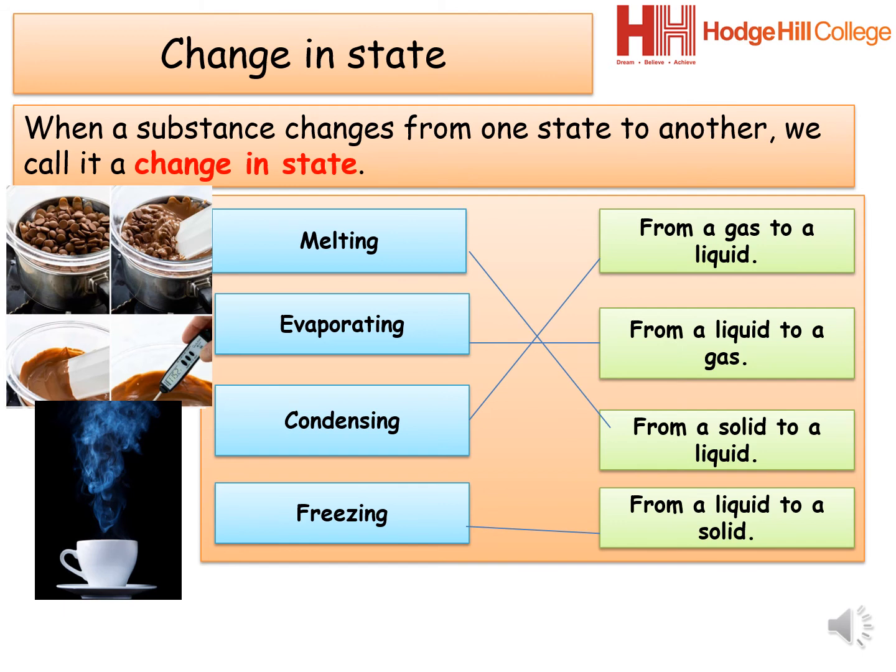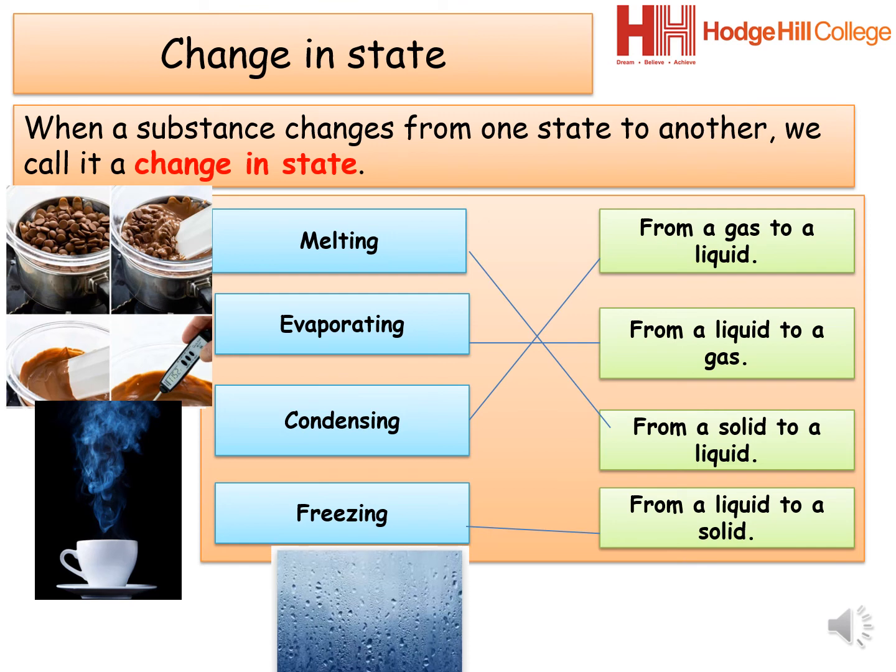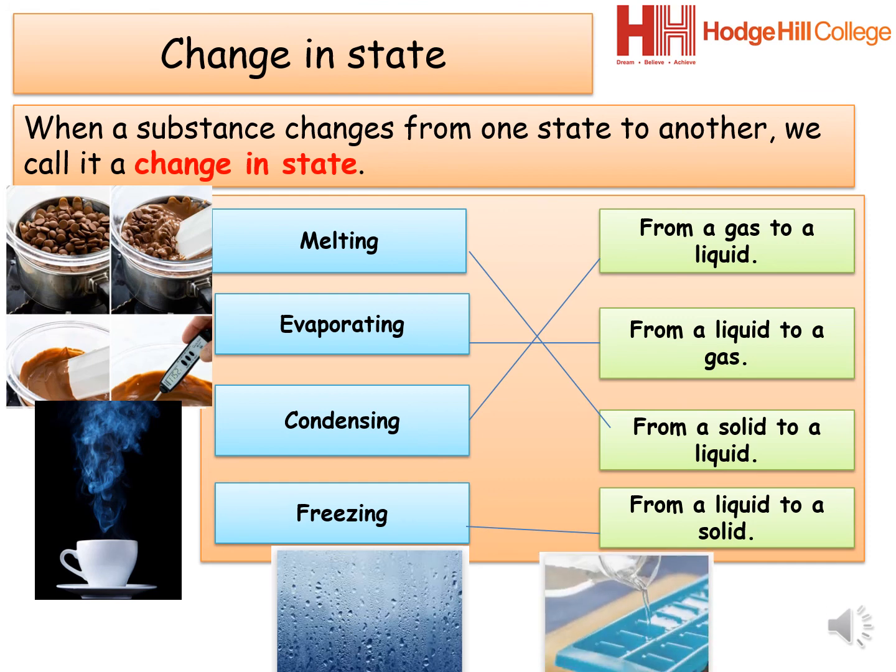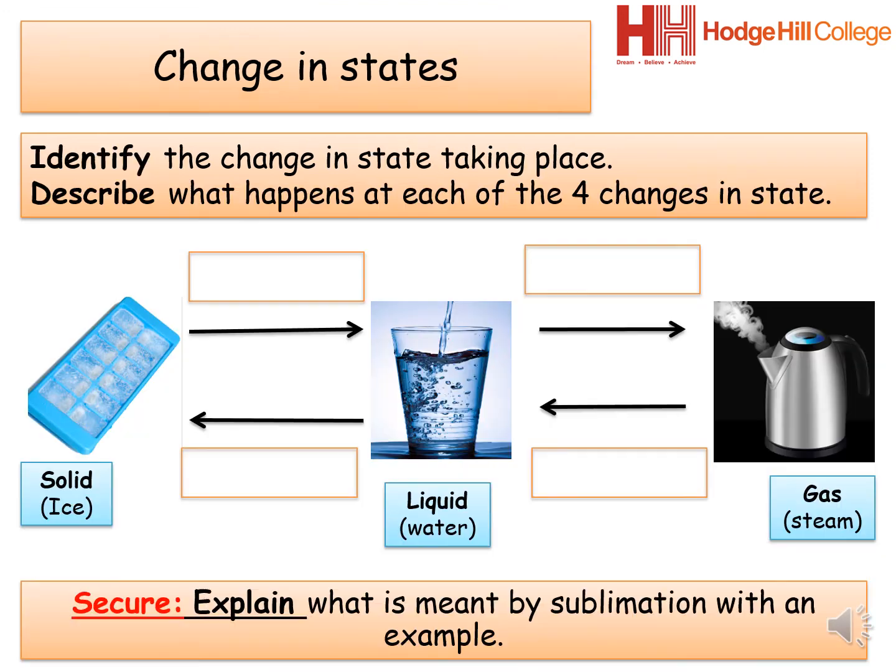This is when it turns from a gas to a liquid. An example is when the gas hits the cold surface of the window and it turns back into liquid, which is water. And lastly, we have freezing. Some of you may do this at home. It's when you turn a liquid into a solid. A good example is putting water into ice cube trays and making ice cubes, which obviously are a solid.